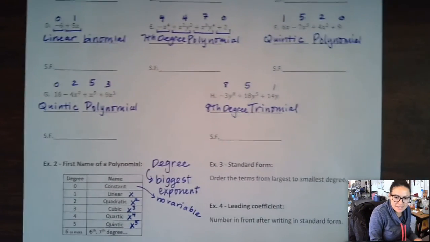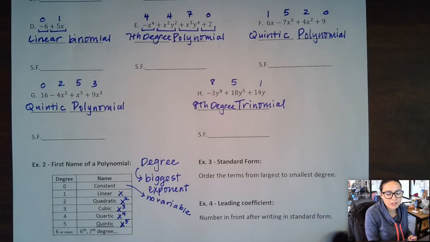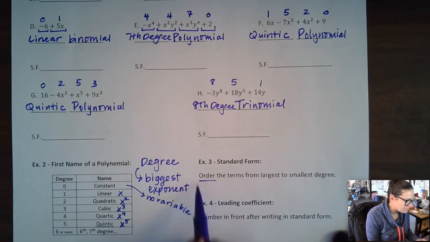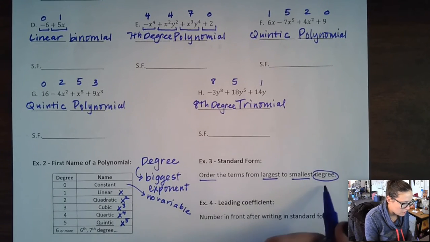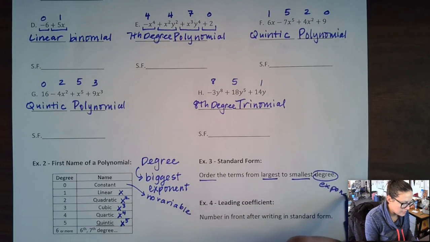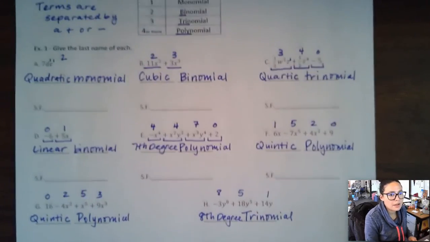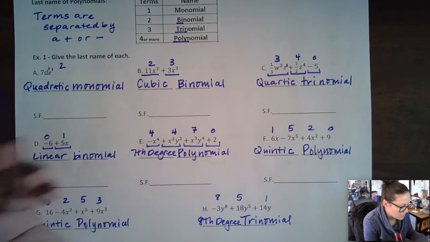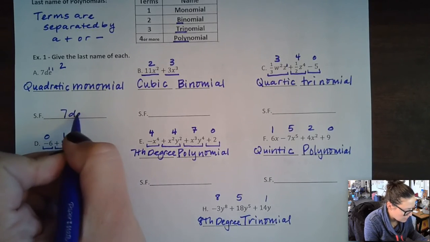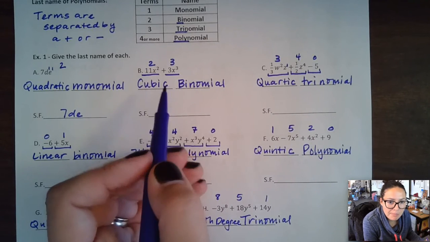All right, next thing we're going to talk about is what we call standard form. Standard form means that we have to write polynomials in a certain order. And we put the order of the terms from largest to smallest degree, or remember, degree really means exponent. So let's go through and put all of these in standard form. Well, 7DE, there's only one term, so there's nothing I can do to put it in standard form. It already is.